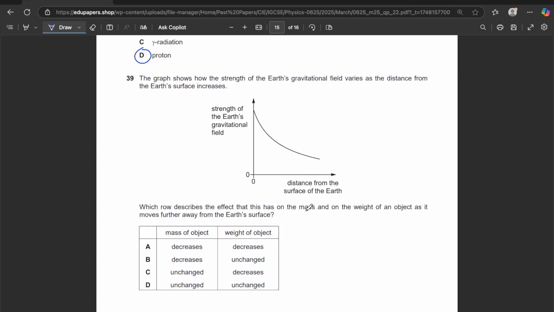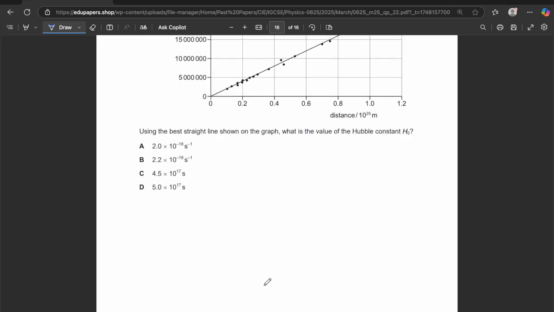39. The graph shows how the strength of the Earth's gravitational field varies as the distance from the Earth's surface increases. So obviously the strength decreases. Which row describes the effect that this has on the mass and on the weight of an object as it moves farther away from the Earth's surface? So the mass does not change at all, and the weight decreases because the strength will decrease. So 39C.